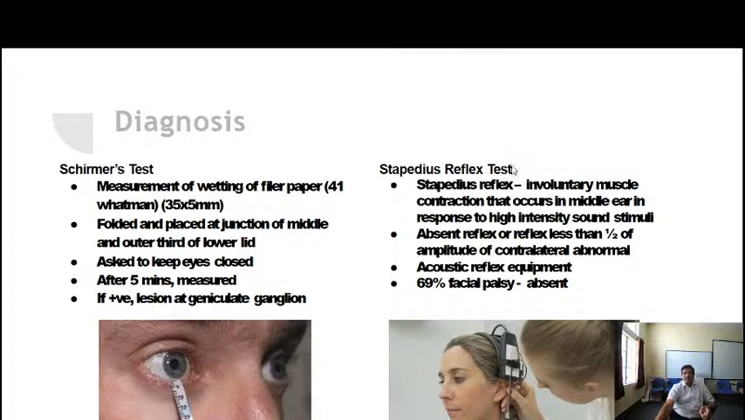Then you have the stapedius reflex, where the nerve to stapedius comes in the middle ear cavity. So any injury proximal to that, there will be a loss of stapedius muscle contraction, which can be tested by impedance audiometry, wherein in 69% of facial palsy it is absent.